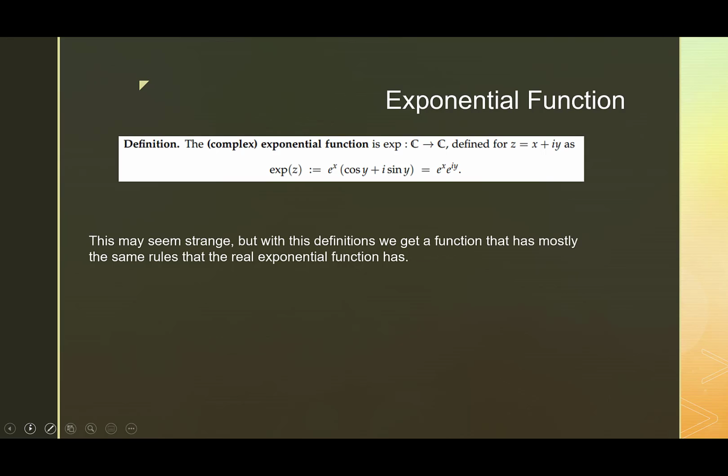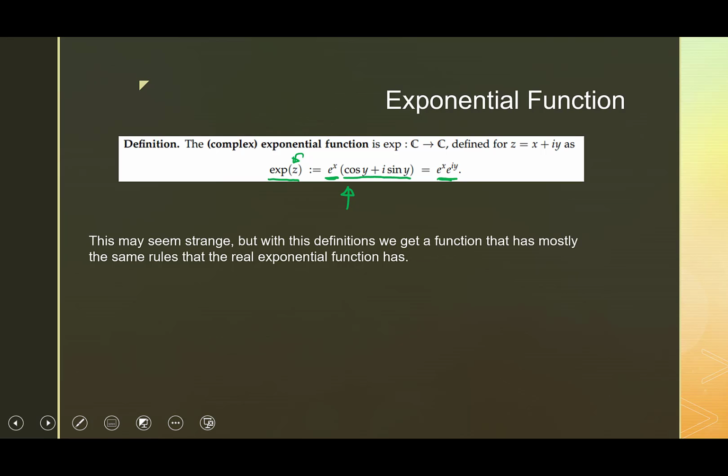We define the exponential function as follows. Our notation for this right now is going to be exp. We'll eventually see e to the z in a little bit. We define exp of z, the exponential of z, as e to the x, where remember x is the real part of your complex number z, times cosine of y plus i sine of y, or written slightly differently, e to the x times e to the iy. This definition shouldn't come as a complete surprise because we did see this earlier, but in any case, this is how we define the complex exponential function.